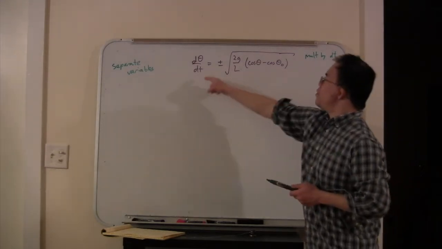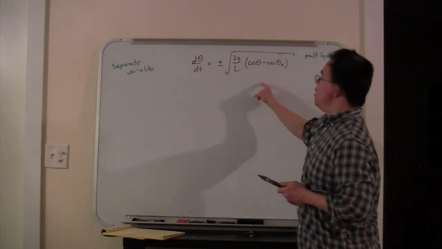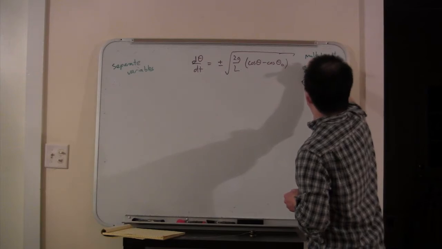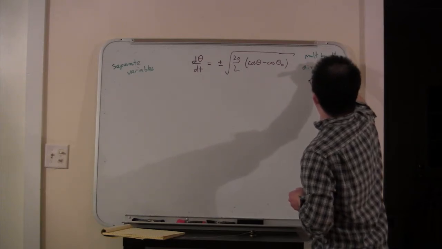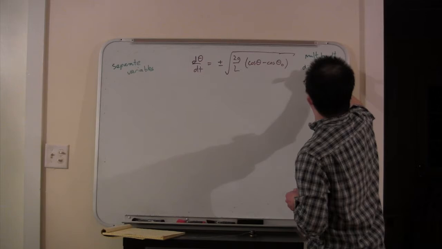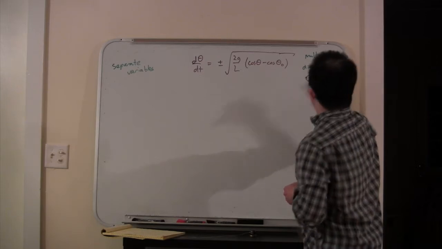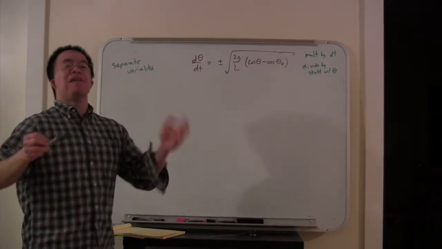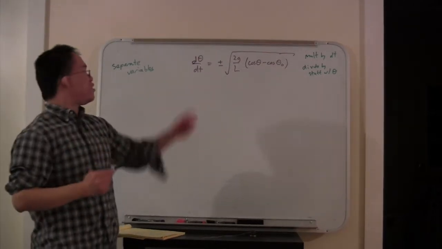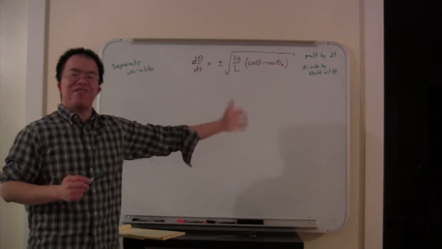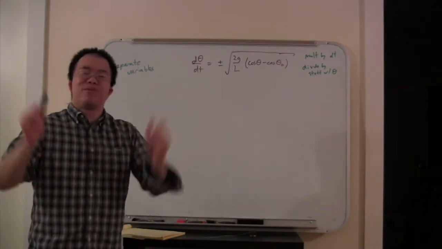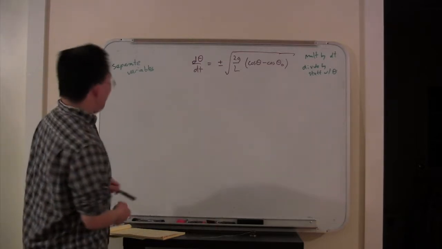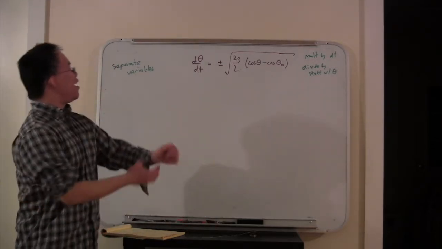And that way I'll end up with only thetas on the left and dt and other constants on the right. So we divide by stuff with theta. That will have all the theta related stuff on one side, all the t related stuff on the other side, and our variables will be separated, hence separation of variables. So let's go ahead and do that.